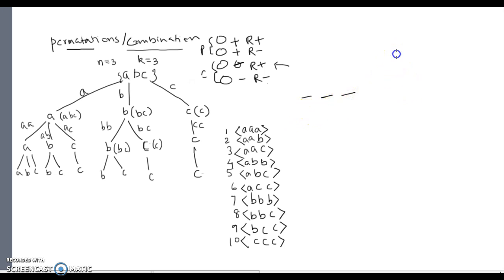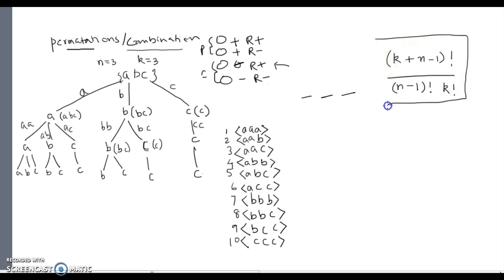So the general formula is (k + n - 1) factorial divided by (n - 1) factorial times k factorial. Now, how do we get that? Probably a discussion for another video, but this is the case when the ordering doesn't matter, which is a combination, and repetitions are allowed.